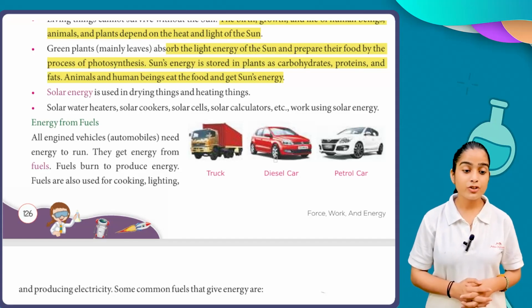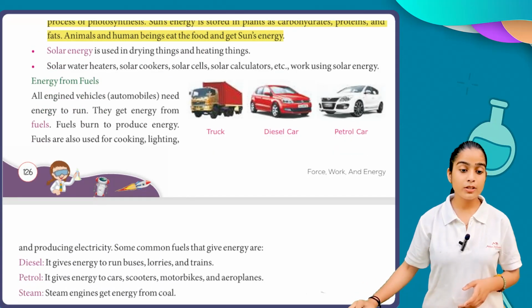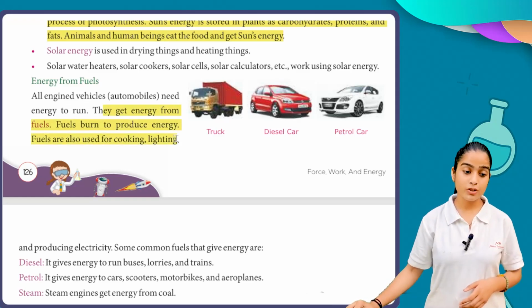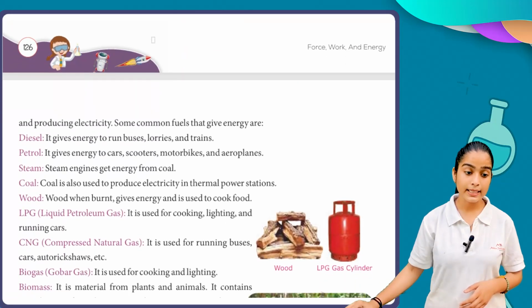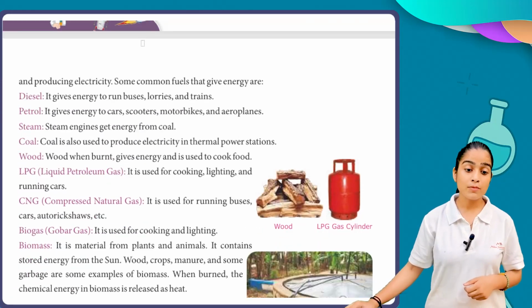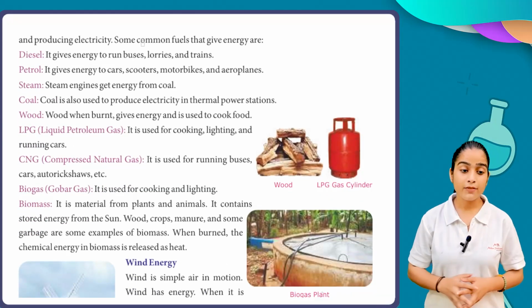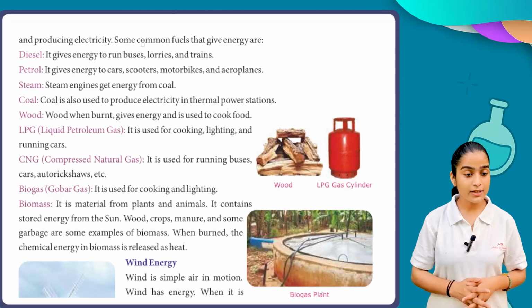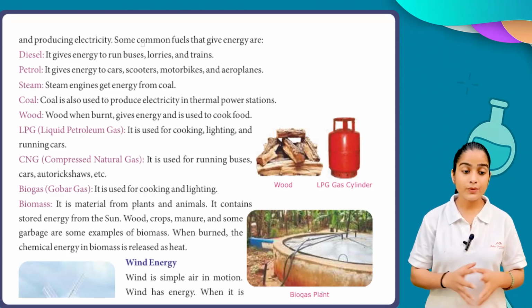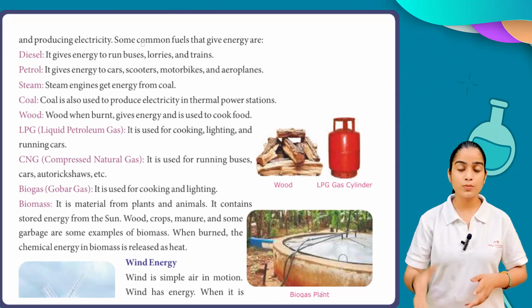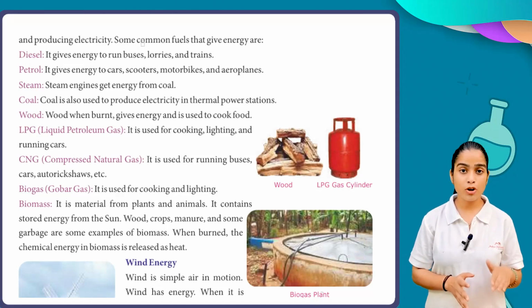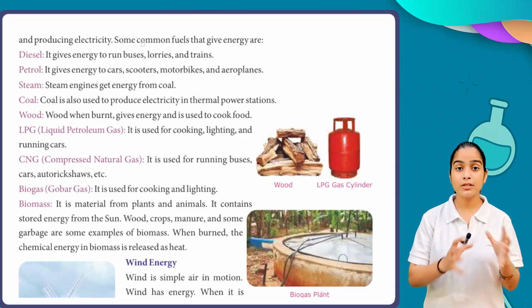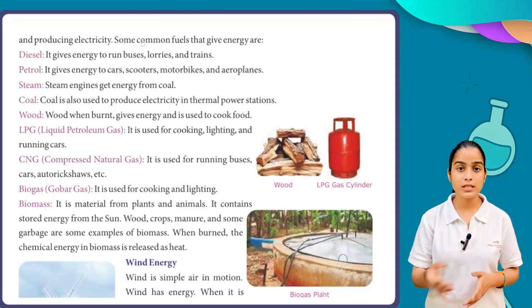Now we have energy from fuels. All engine vehicles and automobiles need energy to run. They get energy from fuel. Fuels burn to produce energy. Fuels are also used for cooking, lighting and producing electricity. Some common fuels that give energy are, first of all, diesel. It gives energy to run heavy vehicles, basically buses, lorries and trains. Petrol is used for light vehicles, for example cars, scooters and motorbikes. Aeroplanes are not light vehicles, but petrol is used in aeroplanes as well. This is an exceptional case.